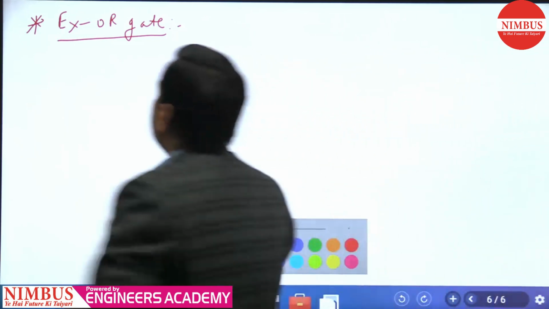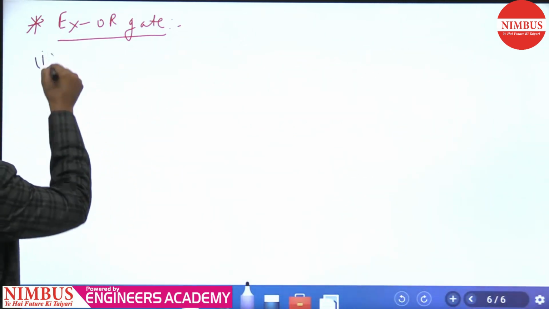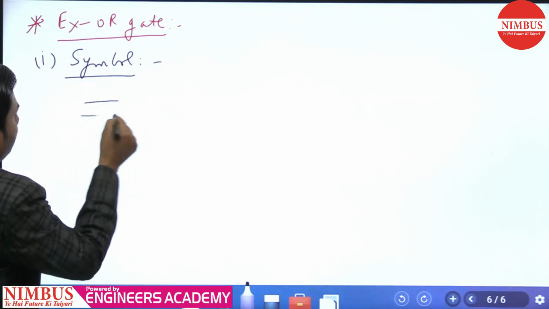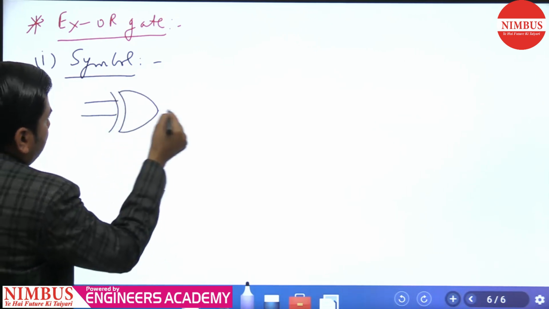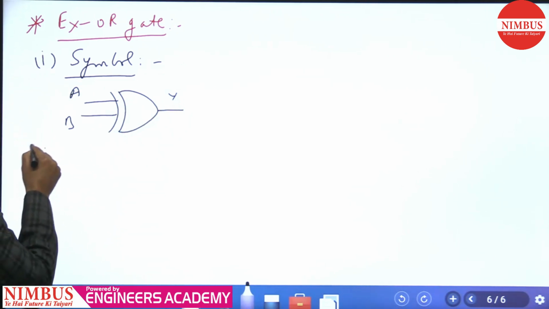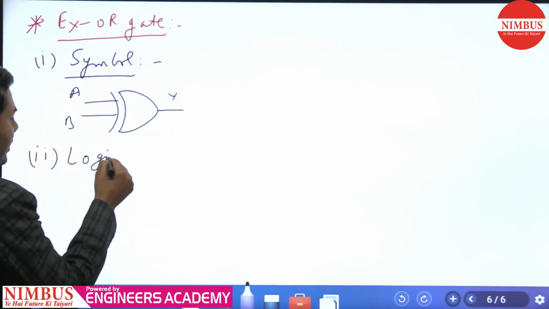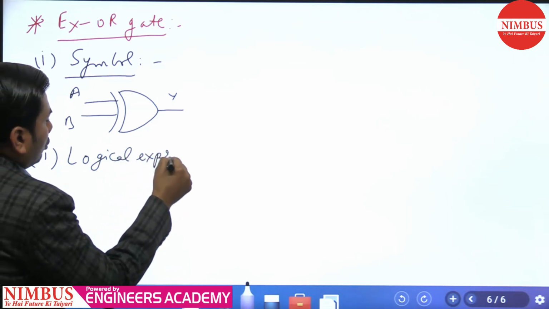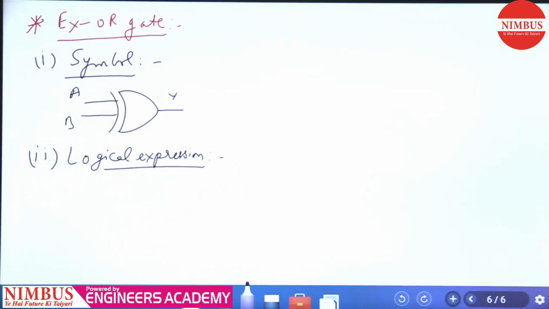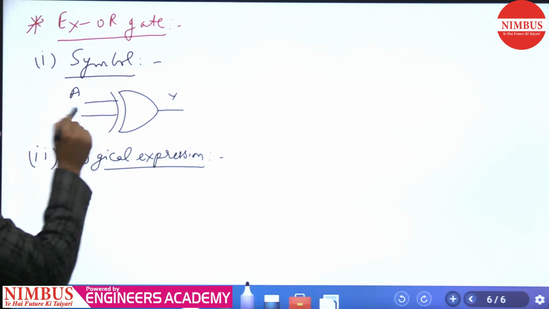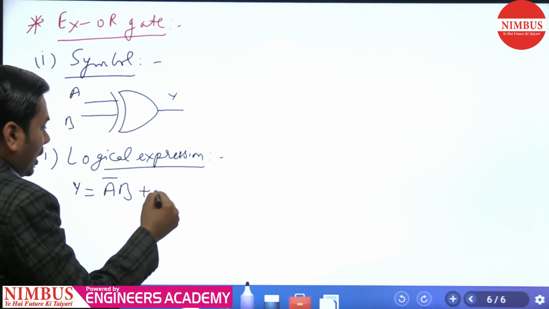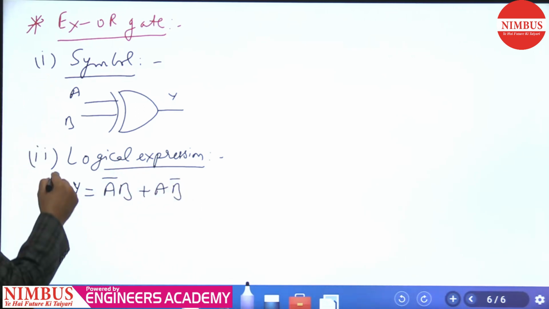Right? So first point, symbol for the XOR gate. Then the logical expression. On the board please, everyone on the board please. Logical expression for this XOR gate, that is y equals a bar b plus a b bar.